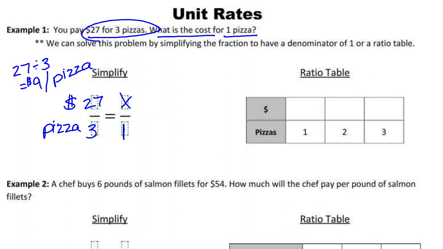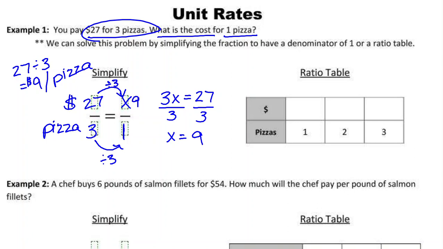Now, you could cross multiply. So you could do 3x is equal to 27 and then divide by 3 that way, and you still get x is equal to 9. You could simplify it. You could say 3 divided by 3 is 1, and 27 divided by 3 would be 9. That would be okay. Or you can also use a ratio table.